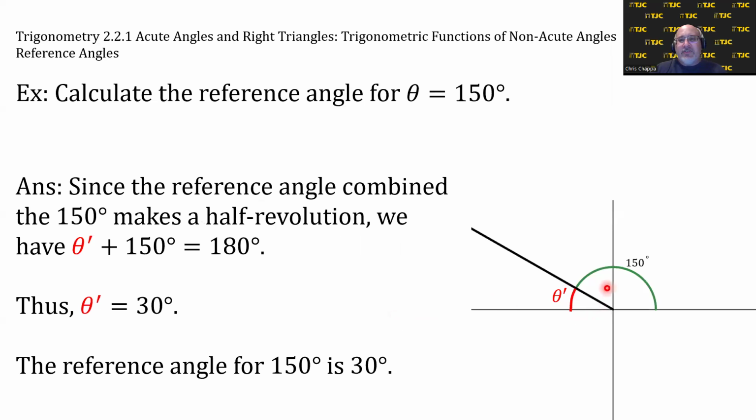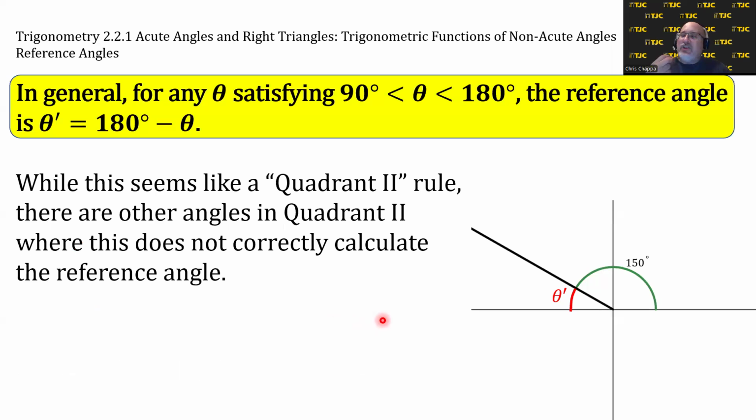Well, since the reference angle, the one in red, combined with the 150 degrees in green, makes a half revolution, we have theta prime plus 150 degrees equals 180 degrees. Solving that, we get theta prime equals 30 degrees. The reference angle for 150 degrees is 30 degrees. In general, for any theta between 90 degrees and 180 degrees, the reference angle is theta prime equals 180 degrees minus theta. Now, this may seem like a quadrant 2 rule, and although it seems like that, there are other angles in quadrant 2 where this does not correctly calculate the reference angle. You'll see why later.